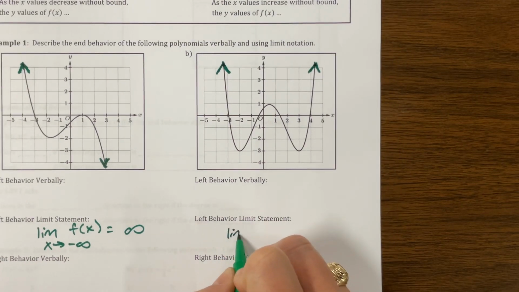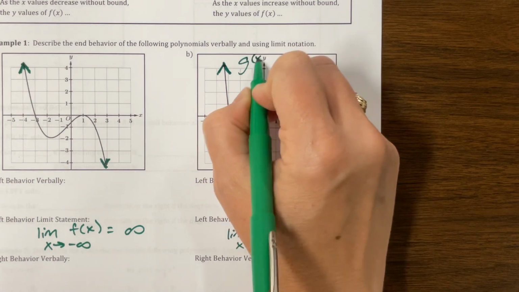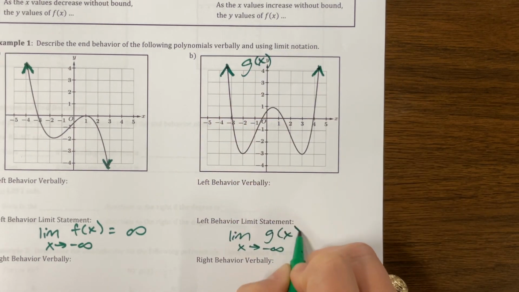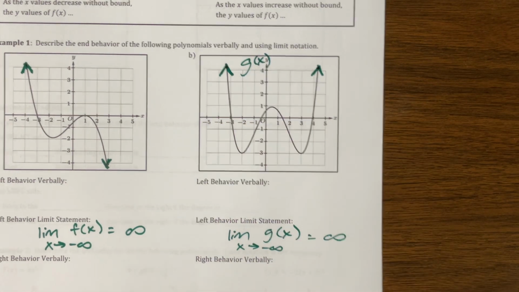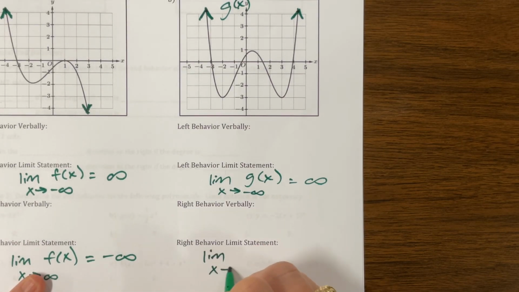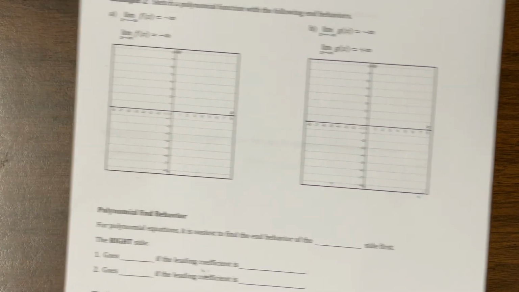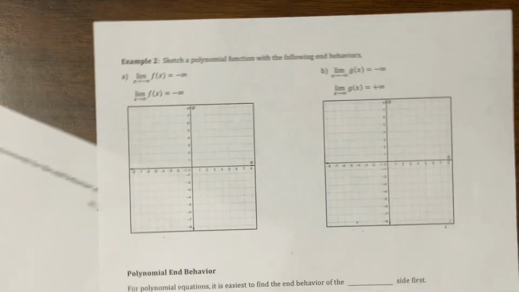This one, the limit as x goes to negative infinity of, we'll call this one g of x, what the heck, of g of x is equal to positive infinity. And then the limit as x goes to positive infinity of g of x is also equal to positive infinity. Oh, and I bled through. Okay, let's try just one piece of paper.